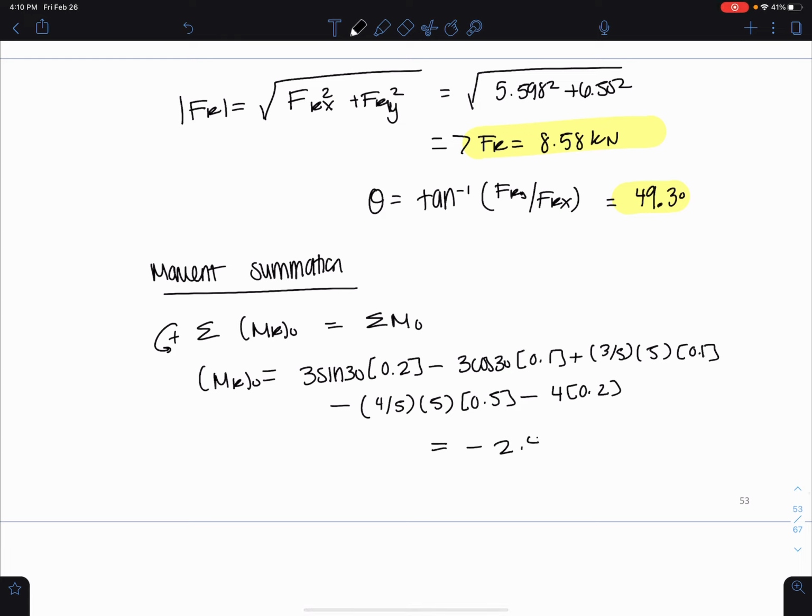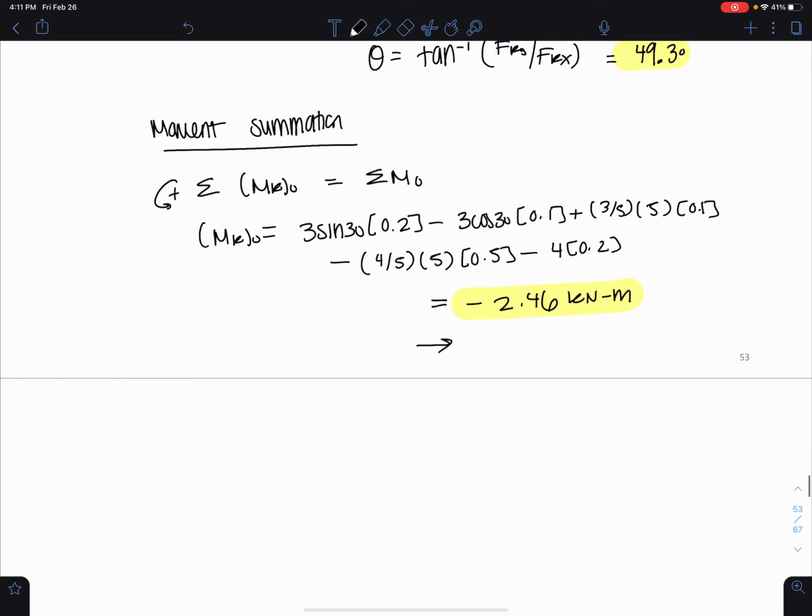So I want to make sure you guys take a second, stop this. If that didn't make sense, make sure that you can go through this process and understand where all of those moment arms came from. Basically, it's 2.46 kilonewton meters in the clockwise direction.